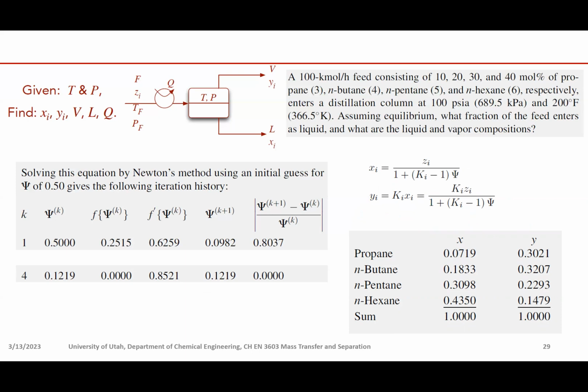For the liquid phase, we can use this equation to compute the composition, right? Now we know the psi value, we know the k, we know zi. Just plug in the numbers, you can get the composition of the liquid stream. And using this equation, you can compute the composition in the vapor stream. Then this problem is solved.